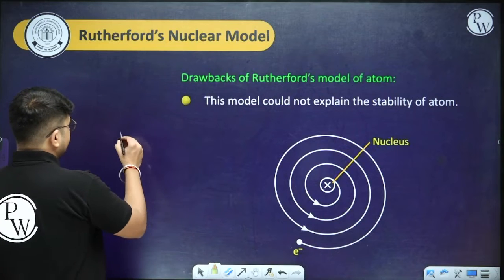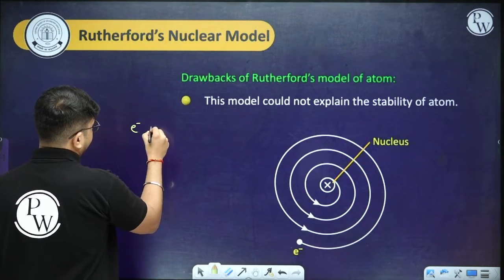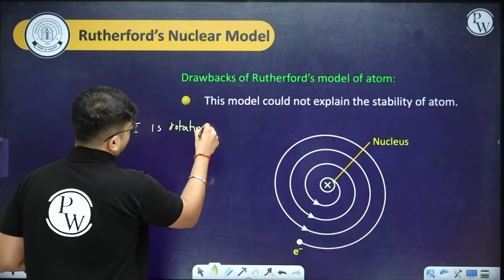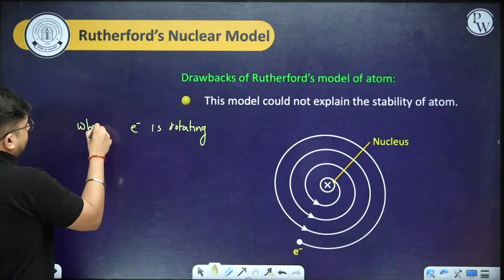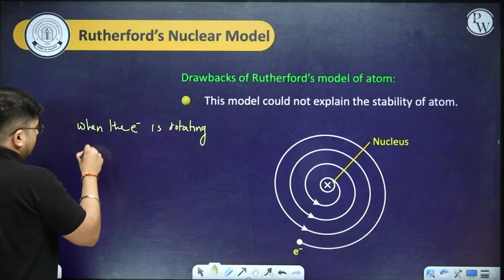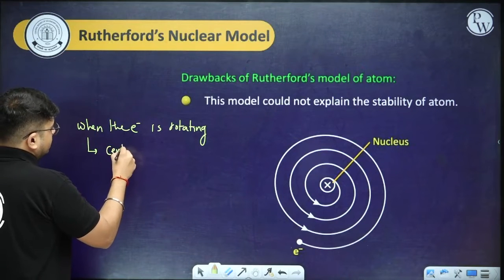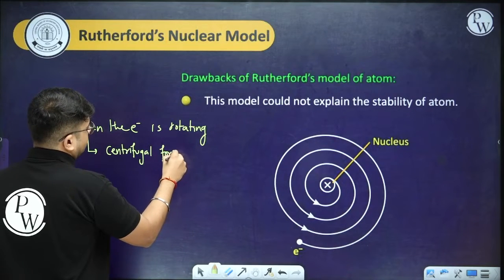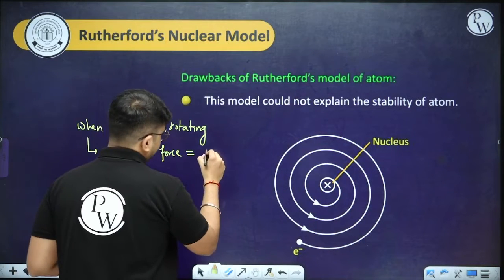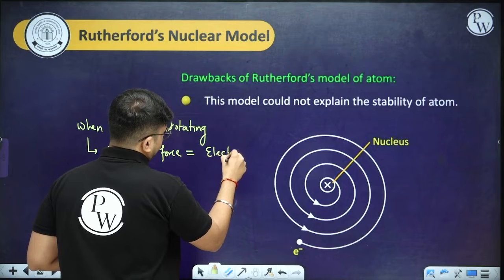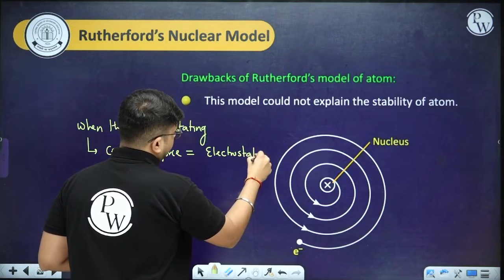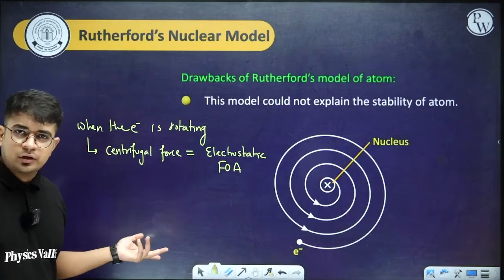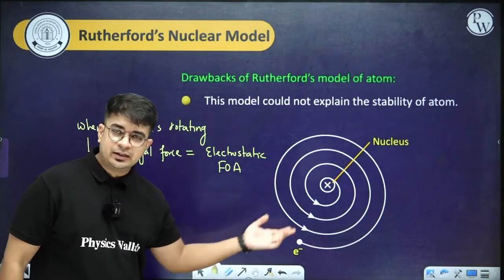So he simply said that when the electron is rotating, the centrifugal force is actually balanced by the electrostatic force of attraction. Clear? Okay. It means the electron is rotating in the extra nuclear part.